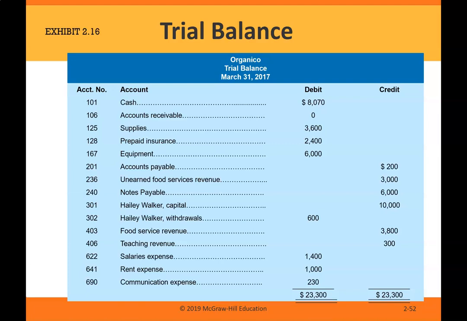payable credit 200, unearned food service revenue credit 3,000, notes payable credit 6,000, Haley Walker capital credit 10,000, Haley Walker withdrawals debit 600, food service revenue credit 3,800, teaching revenue credit 300, salaries expense debit 1,400, rent expense debit 1,000, communication expense debit 2,300, total debits $23,300 double underline, total credits $23,300 double underline, in balance.